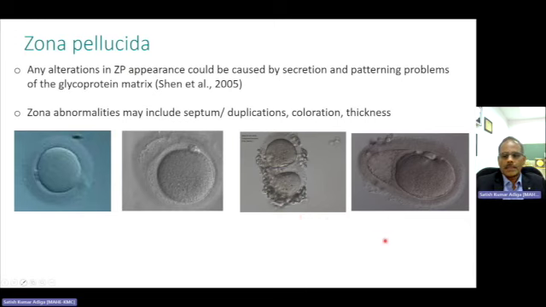The zona pellucida protects oocytes and embryos until day 5 of development, and the zona pellucida is a glycoprotein matrix. Any variations in the zona pellucida are normally due to secretion and patterning problems. The images shown here are some of the variations seen in the human oocyte. We see a thick zona pellucida and a septate zona, which is a duplication. And here is a discoloration of the zona pellucida.